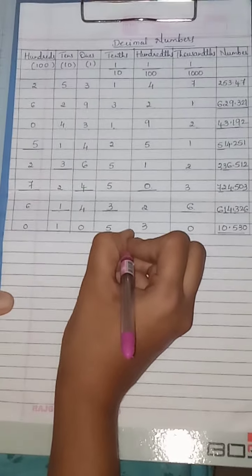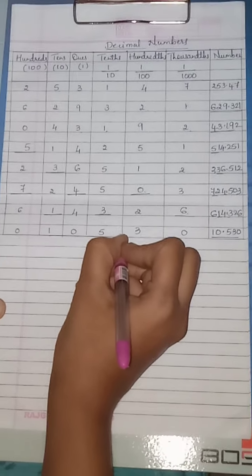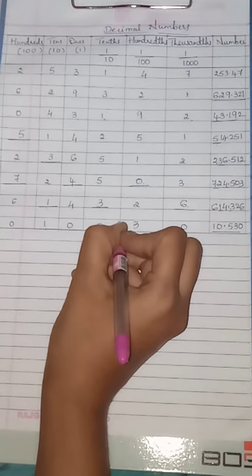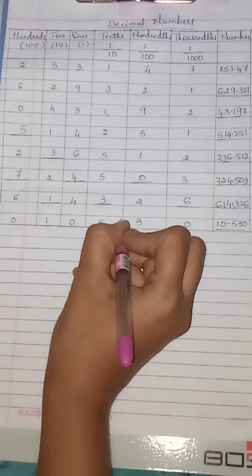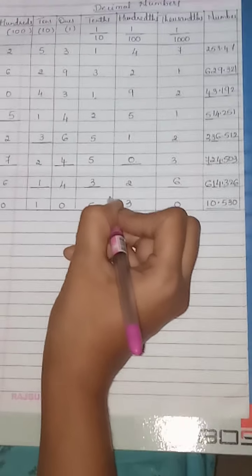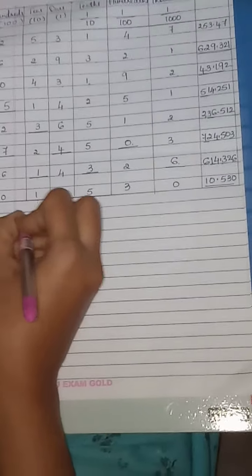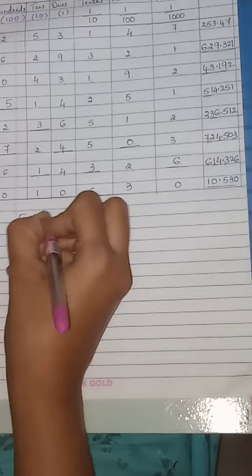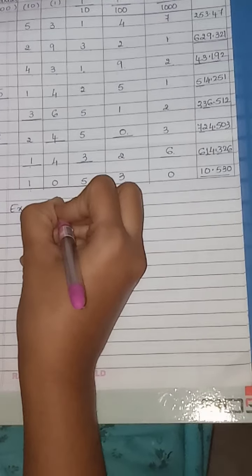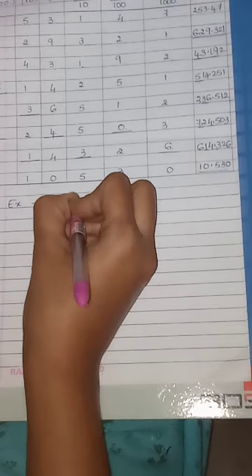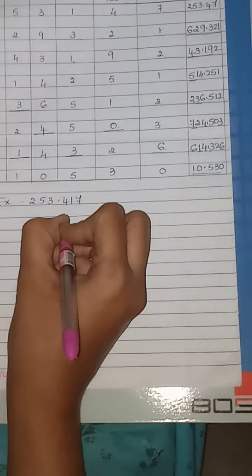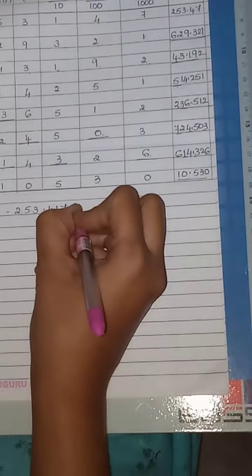See children, in the table we wrote the decimal numbers given the place value expansion. Now we can do the reverse, that is, given the number you can write the expanded form. We will see one example here. Example, if the number is 253.417, write this in the expanded form.